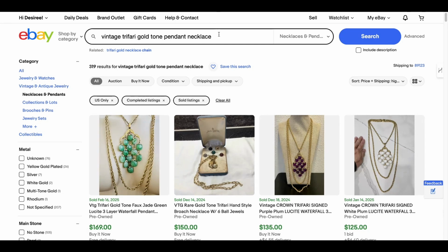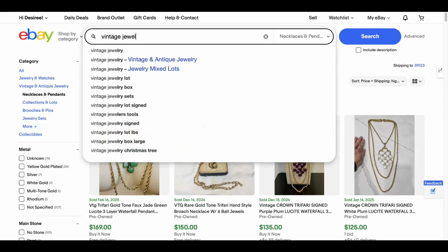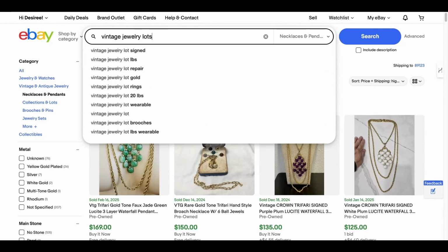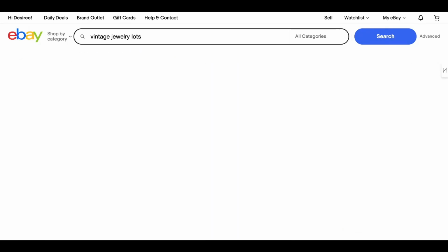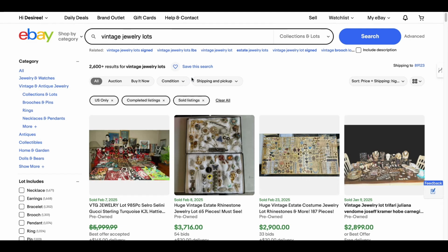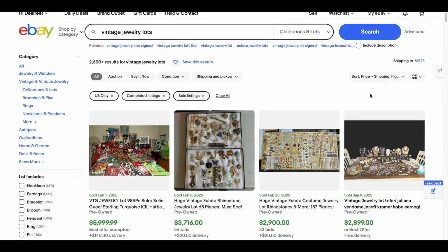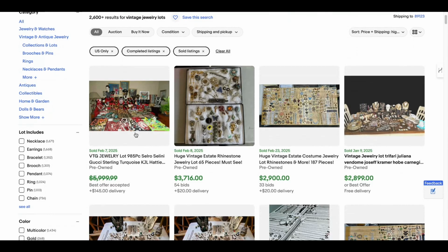All right, now the other thing I like to research is vintage jewelry lots. So let's see what comes up as it relates to that. Now you can see my filters are still active. I have US only, completed listings, sold listings, and I also have it sorted by price plus shipping, highest to lowest. And so we can see here that certain jewelry lots are selling for thousands of dollars. Now, this one has a line through it, so that means there was a best offer accepted.